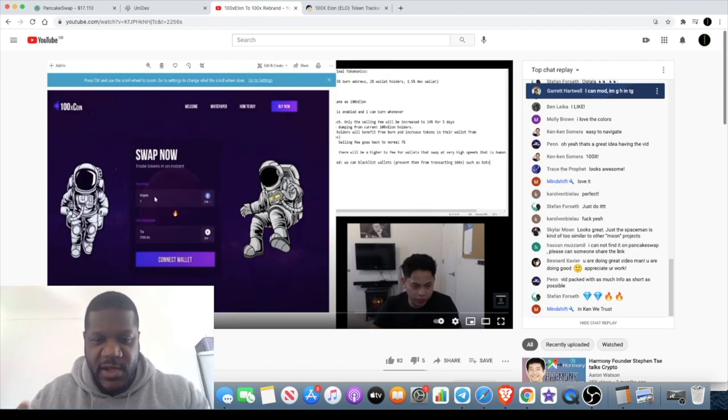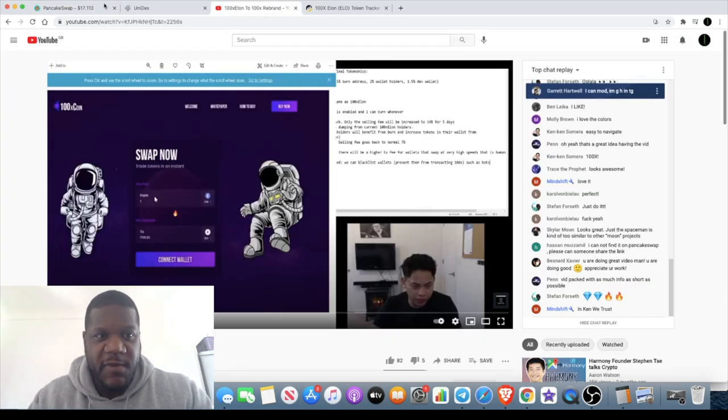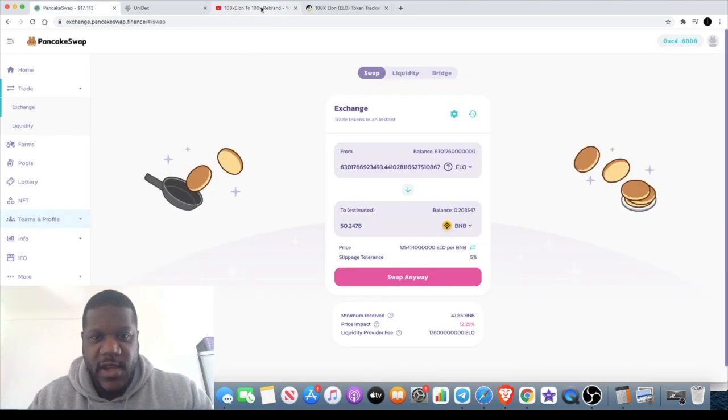So I'm not shilling this because he's a friend. I'm shilling it because I'm buying it myself. If you go on PancakeSwap, you can see the amount of tokens I'm actually holding. I've got 6,301 billion. I don't even know how much that is. It's a lot of tokens. So obviously getting a one-to-one swap with something that's a higher price, it's currently worth 50 BNB. So I am invested in this project. You can see, it's right there.